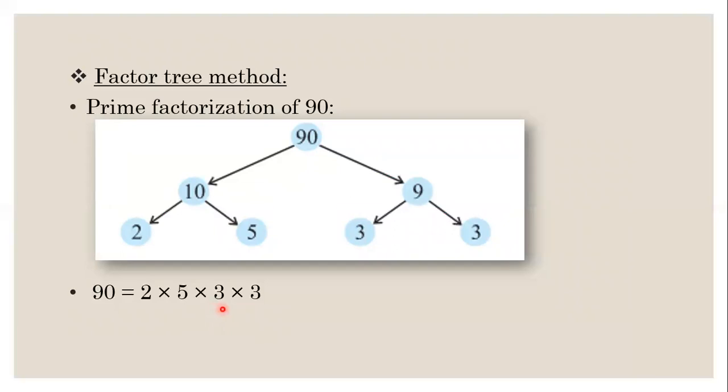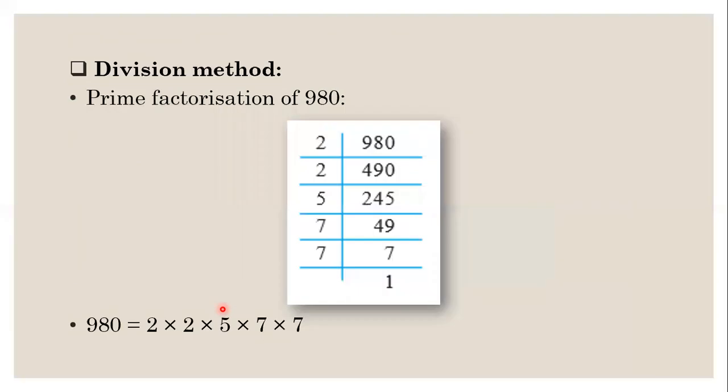Now, prime factorization we can do in the division method also. The division method is easy, but for that you should have a clear idea of the prime numbers. We can take only the prime numbers for division. Which are the prime numbers? Again, I am revising: 2, 3, 5, 7, 11. Like that, prime numbers only we can take for division. And the given number, we will divide by each of the prime numbers. We have to start from the smallest one. The smallest prime number is 2.